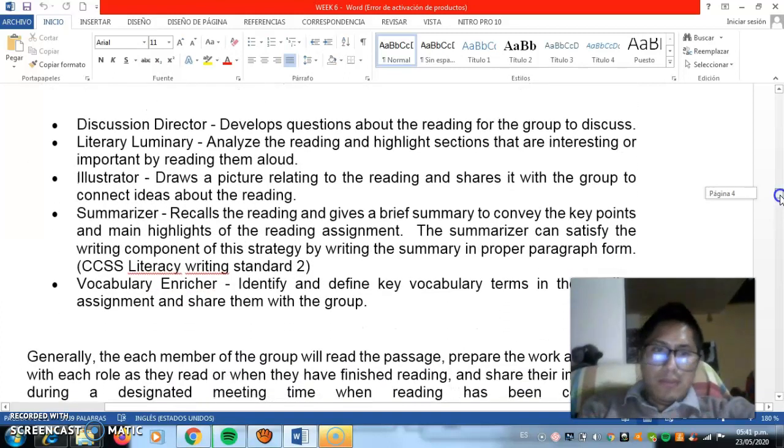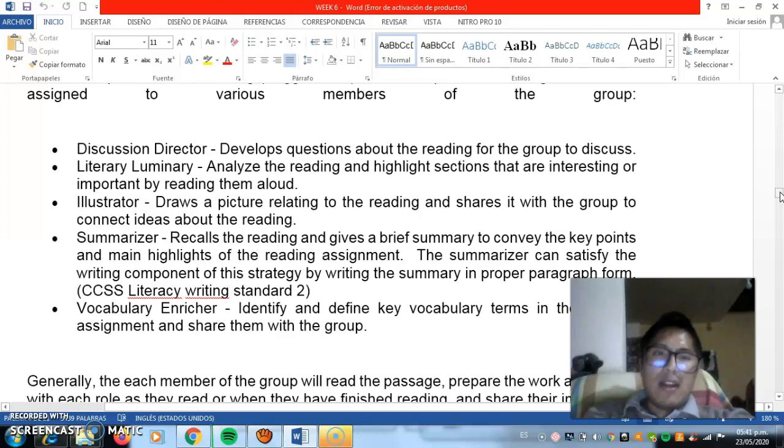Let's see. Discussion director, literary luminary, illustrator, summarizer, and vocabulary enricher. Yes, I consider that this is a very nice idea, but it will be perfect for a post-reading activity, because after we read, we have to answer some questions and some activities also. So literature circles will be amazing for this case, because when we are working in groups, we have to divide our group into equal parts in order that each one of the members has a role to fulfill. And of course, they have to do it very well.